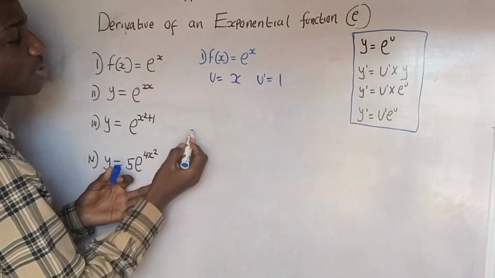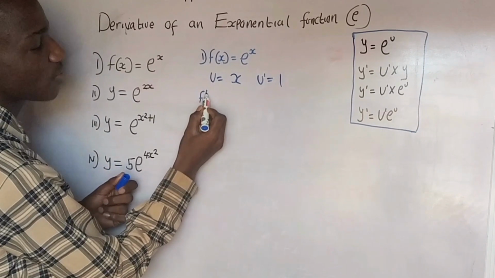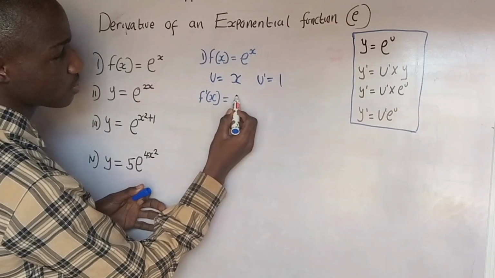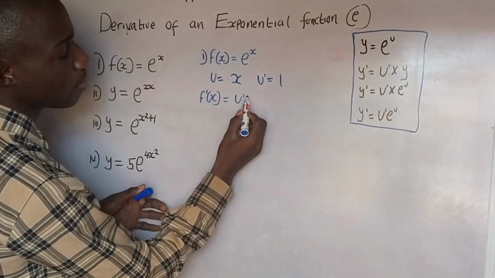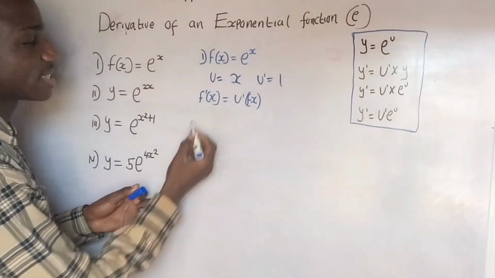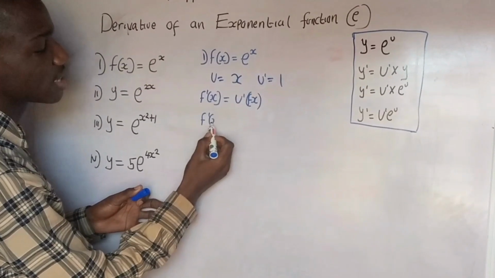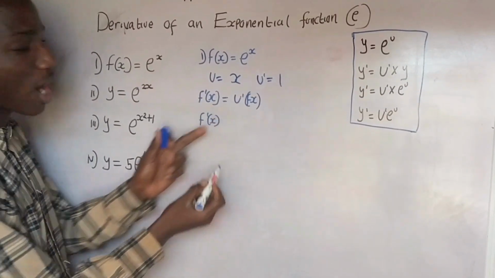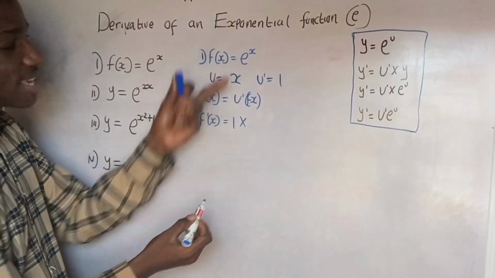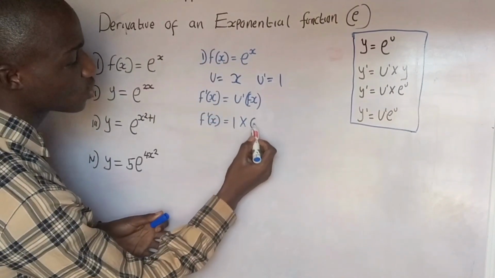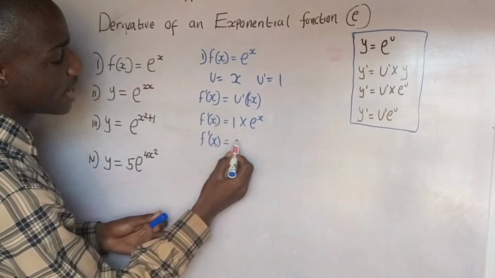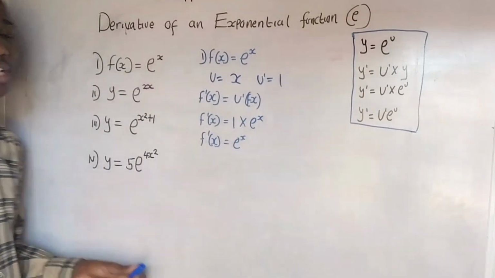Don't forget the formula. The formula goes thus: the first derivative of f(x) is equal to u' multiplied by the function itself, which is f(x). So in that case, the first derivative of f(x) is equal to the derivative of u, which is 1, multiplied by the function. What is the function? f(x) is e^x. So I'm going to have e^x. So the first derivative of e^x is equal to e^x. So now let us proceed to the next question.